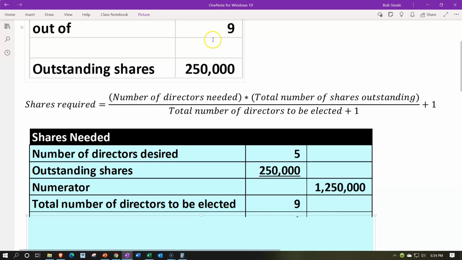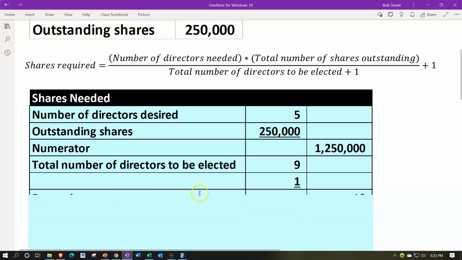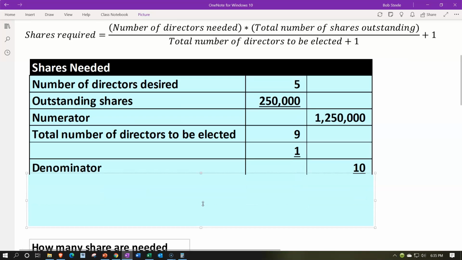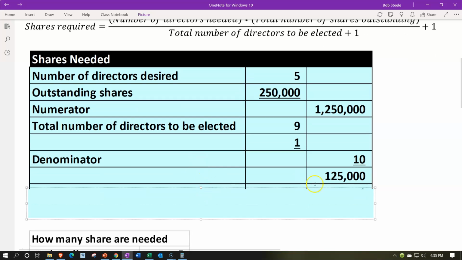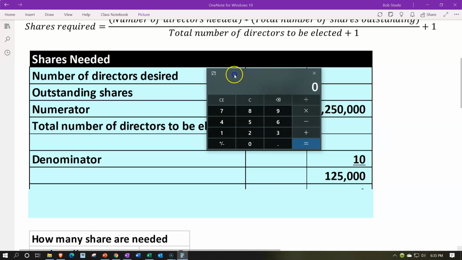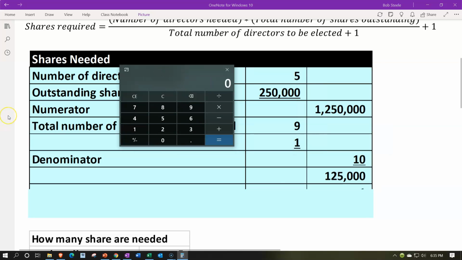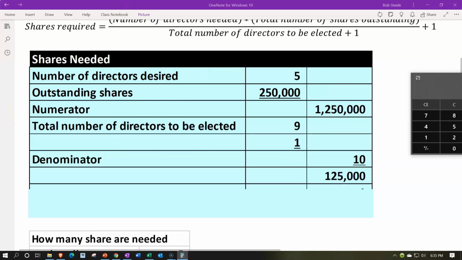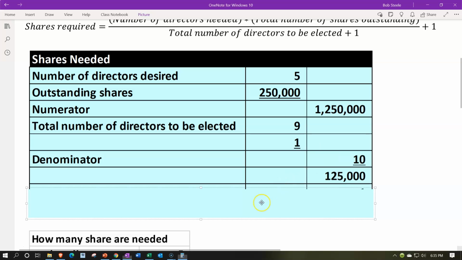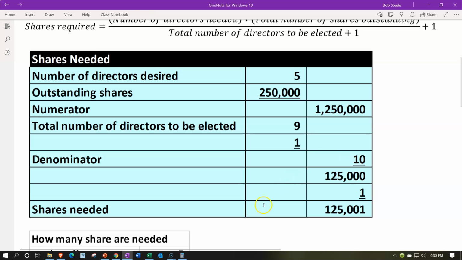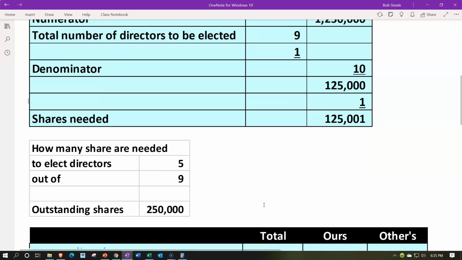That's going to be 9 in this case. And we're going to take that and add 1 to it to get to 10. There's the denominator. So now we'll take the numerator divided by the denominator, which is what we typically do when they get those things down to one number. That's going to be 1,250,000 divided by 10. That'll give us 125,000, and then we're simply going to add 1 to that. That gives us 125,001.